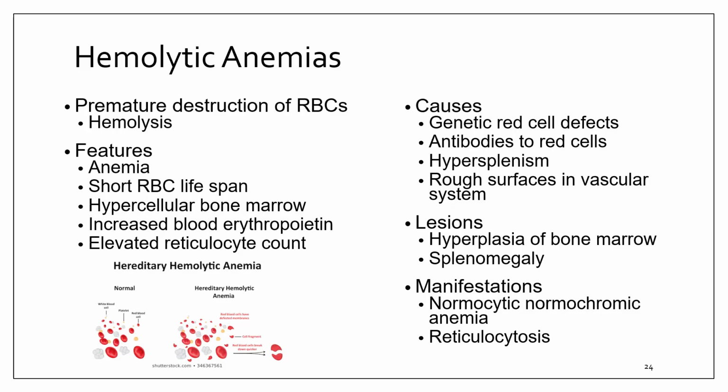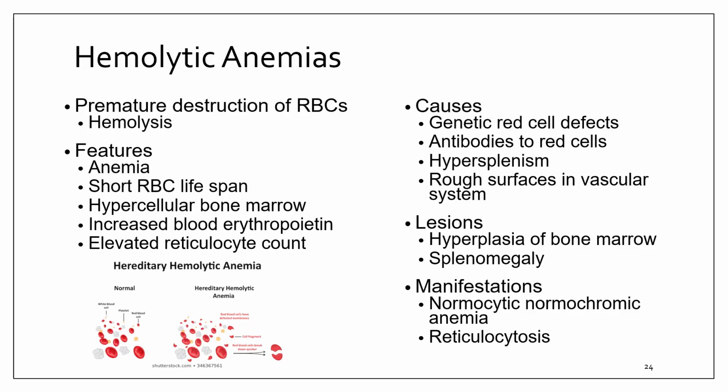So in hemolytic anemias, red blood cell production is normal or increased, bone marrow is hypercellular, reticulocytes are elevated, and the peripheral smear tells the story. If you see polychromasia, red blood cell fragments, spherocytes, increased reticulocytes, think hemolysis.